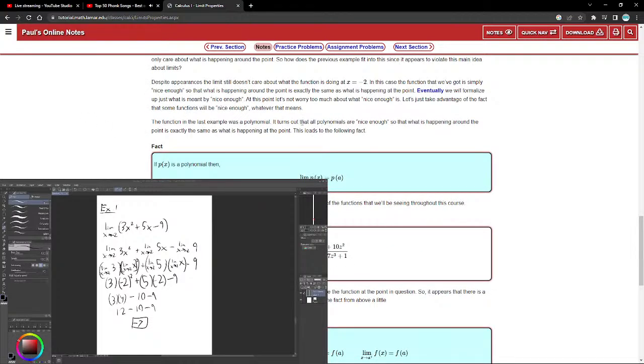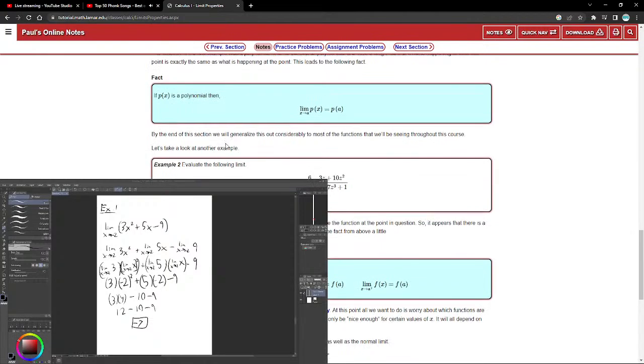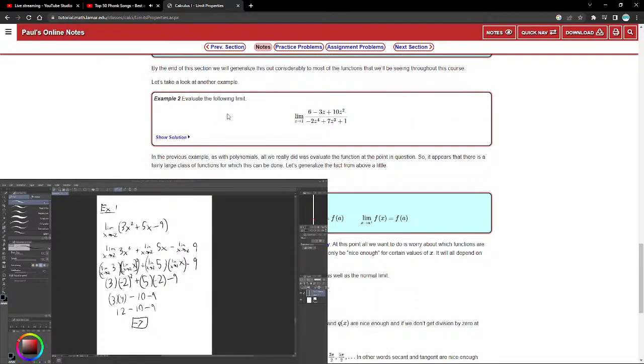The function in the last example was a polynomial. It turns out all polynomials are nice enough so that what is happening around the point is exactly the same as what is happening at the point. This leads to the following fact. Finding the limit of a polynomial, you could just plug in a. By the end of the section, we will generalize this out considerably to most of the functions that we'll be seeing throughout this course. Let's take a look at another example.